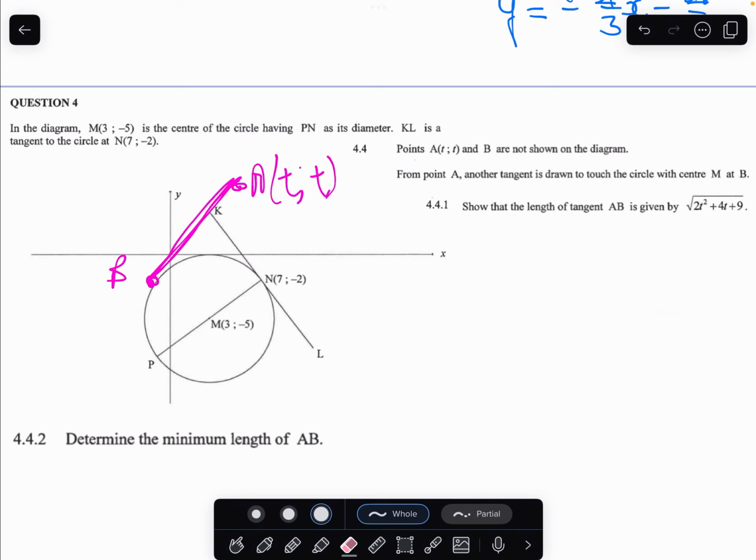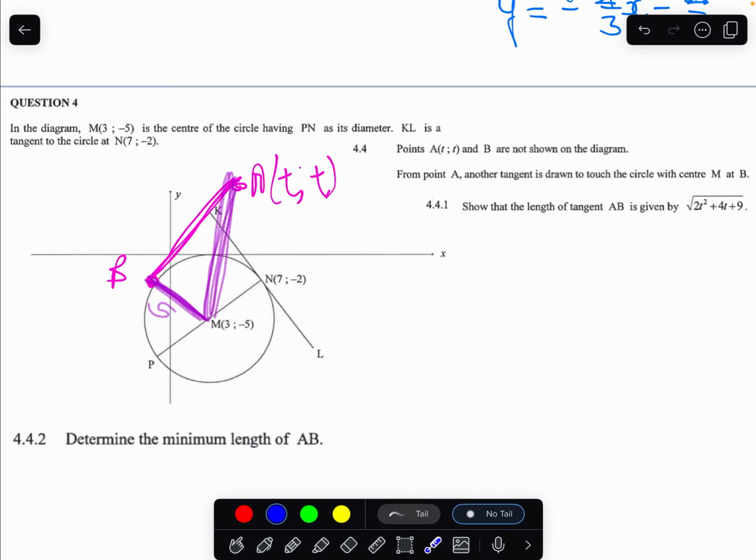Okay, anyway, right, we know that that length over there would be 5. We know the radius of the circle is 5. We know that we would be able to work out an expression for that in terms of t, just using the distance formula. And then using Pythagoras, we'd be able to find an expression for that. So we'd be using the fact that this is a 90 degree angle.